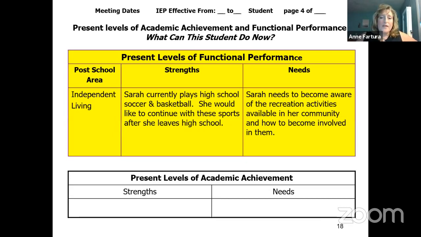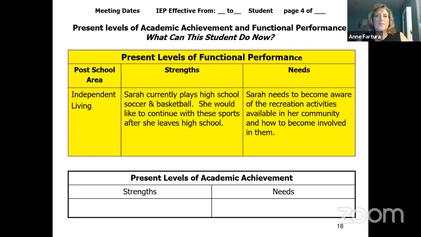Okay, so we talked earlier about the thread from beginning to end. Here's where we're anchoring our threads. These are those present levels. Functional performance: there are so many areas we need to focus on as far as it connects to functional. We're not just talking about in the classroom, we're talking about in life, right? So there are a lot more pieces to bring data from.